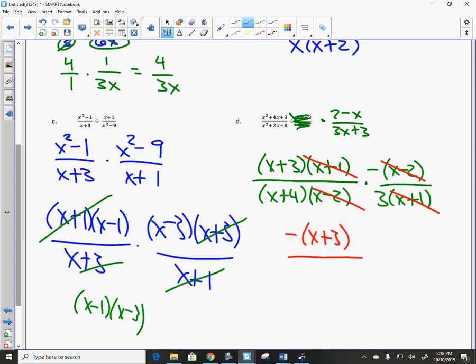What do you have on the bottom? Good. A lot of people miss the 3 and just write x plus 4. You got the 3 stand there as well. So that's our final result. Okay? So this is the basic introduction to simplifying rational expressions.